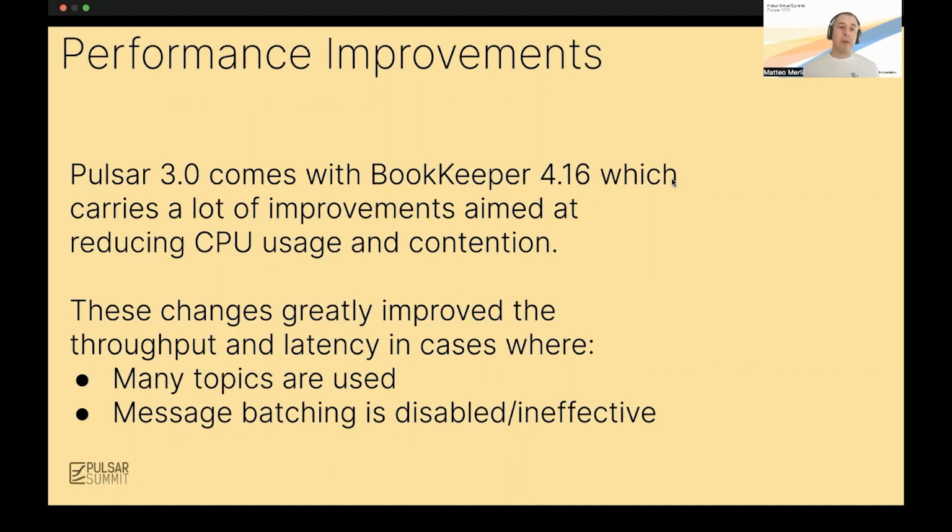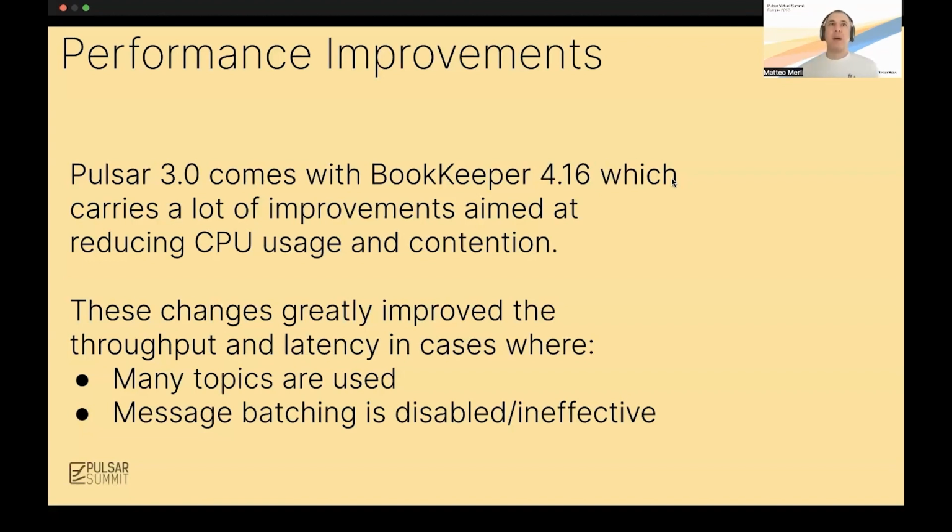In this case, with many topics and no batching, basically CPU contention becomes the limiting factor. So it is not I/O, it is more CPU contention. And especially if you are sensitive to latency, then you have to scale up your cluster much more just because of the CPU contention. So there are many changes in BookKeeper 4.16, and there are many other ideas that didn't make it in time for 3.0 and will be added later on.